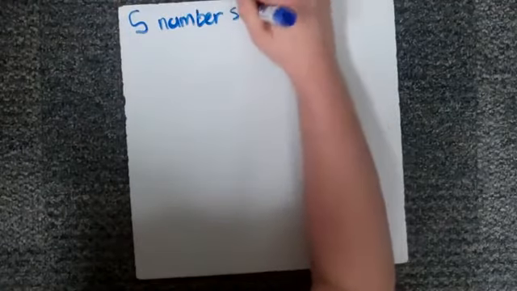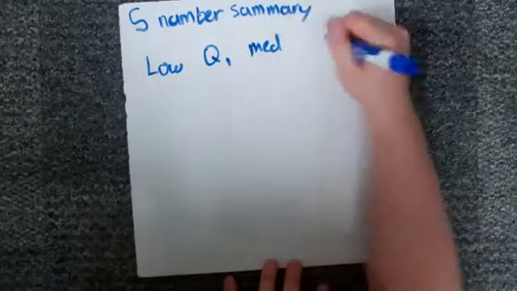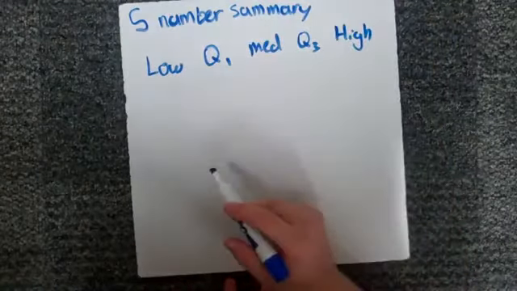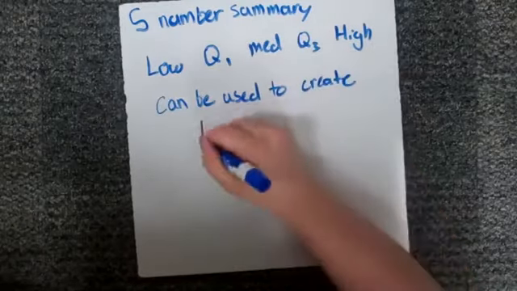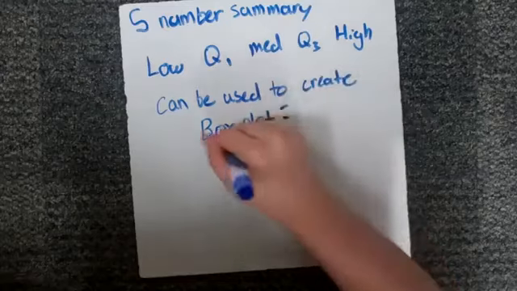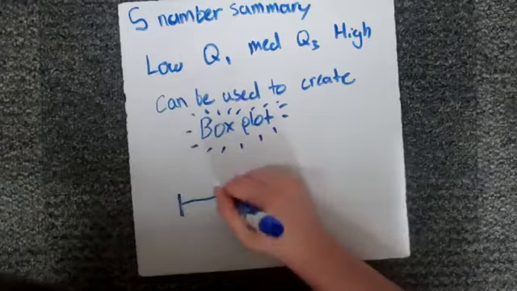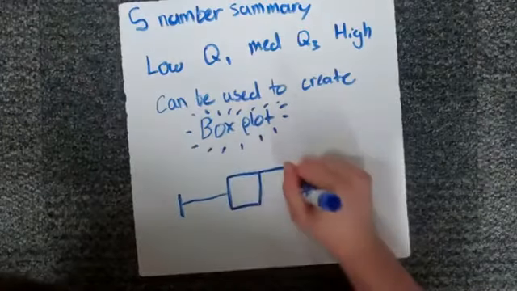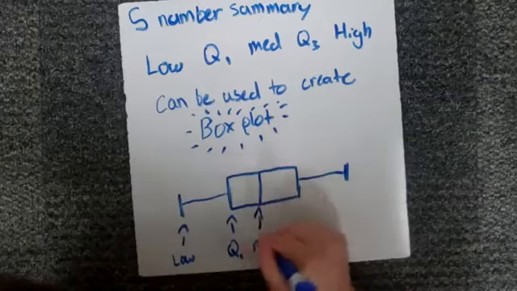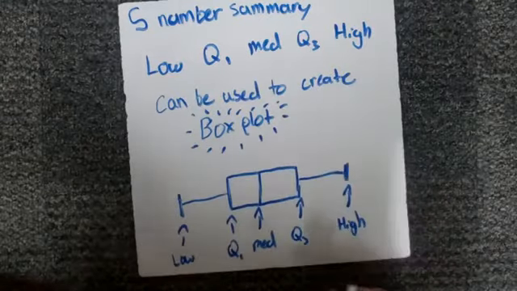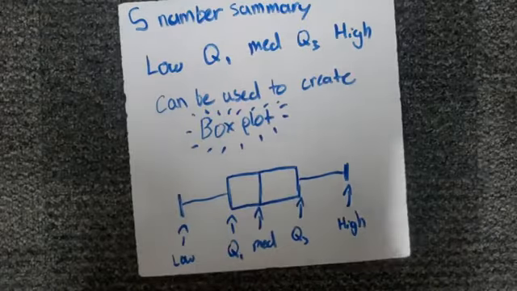Your 5-number summary is very important. You'll see a lot of questions that talk about your 5-number summary. The 5 numbers included in it are low, quartile 1, median, quartile 3, and high. It can be used to create a box plot, which is a very important graph. A box plot starts with a line for your lowest value, a line for quartile 1, which is boxed, and then a line on your median, a line for your quartile 3, and a line that extends out to your high value. It's often referred to as a box and whiskers plot. But it's not the only use for your 5-number summary.